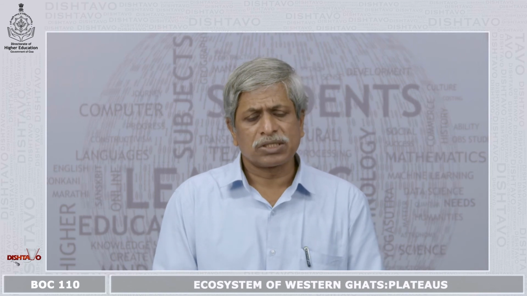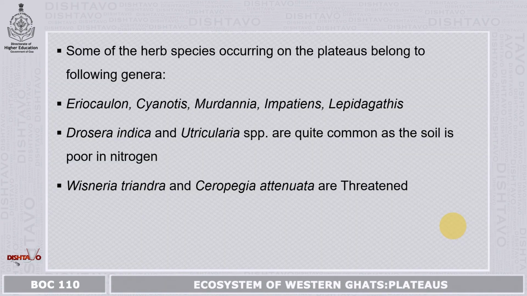Some of the major herb species which occur on the plateaus belong to the following genera: Eriocaulon, Cyanotis, Murdannia, Impatiens, Lepidagathis. These are most common. Then very interesting plants like Drosera indica, Utricularia, which are insectivorous plants which will feed on insects, and they occur in the soil which is poor in nitrogen. So nitrogen is a very important nutrient which is required. So to get that, they will trap the insects and they feed on these insects.